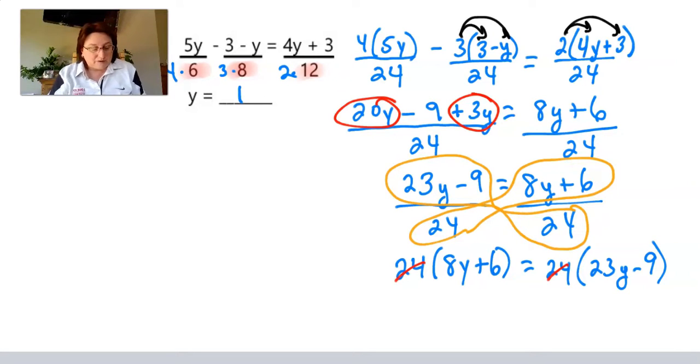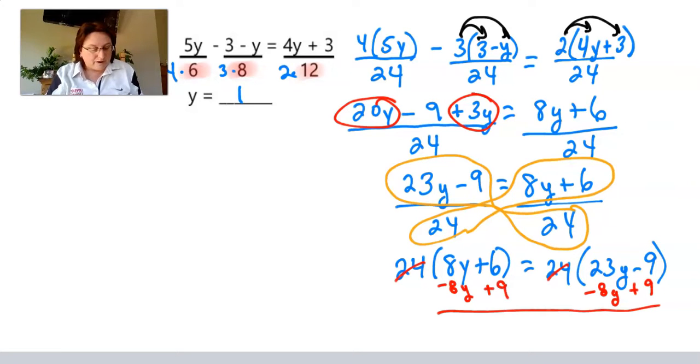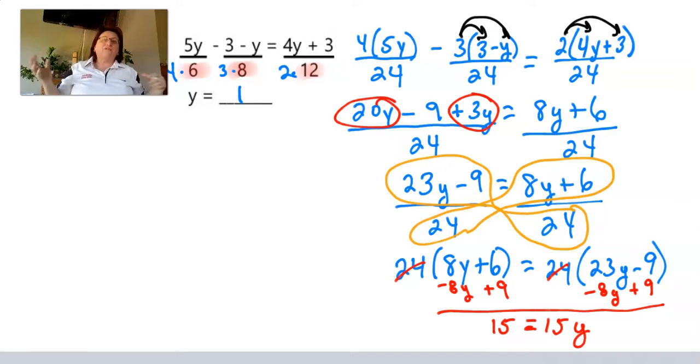Then I end up combining my like terms. So I'm going to move my 8y. So I'm going to subtract 8y, subtract 8y. I'm going to combine and put plus 9 and plus 9. So what I end up with is 15 on this side equals, and then 23y minus 8y is 15y. And guys, 15 divided by 15 is numero uno.